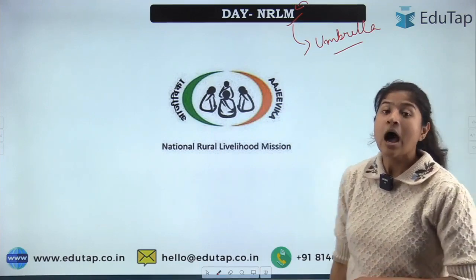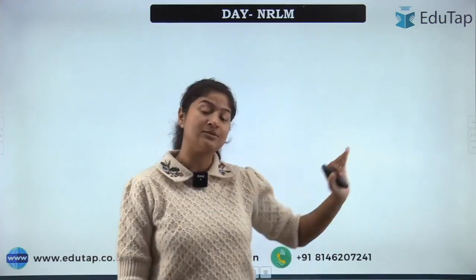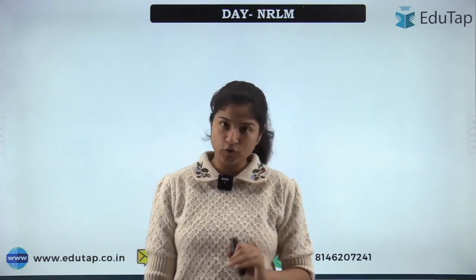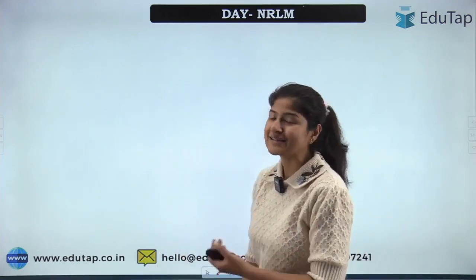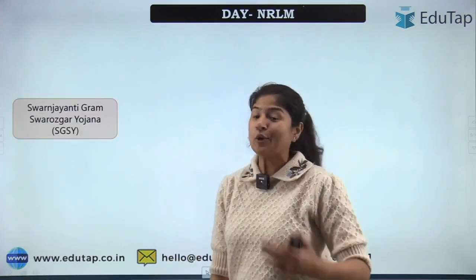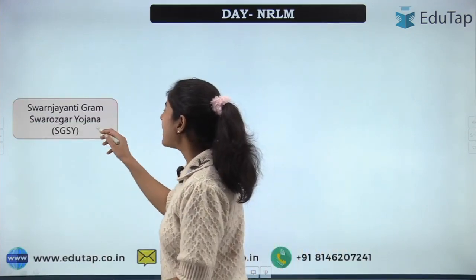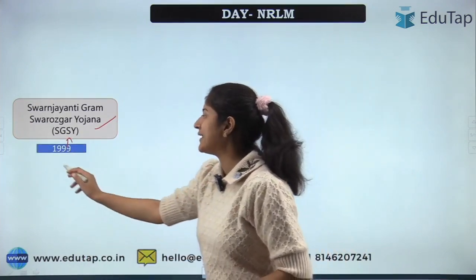Let's start with it. But before that, I'll give you a basic history of how this scheme came into existence, because most of you get confused with it, basically with the launch year. So today we are going to understand that. See what happened. First there was a yojana named Swarna Jayanti Gram Swarojgar Yojana, right? This yojana was introduced in 1999.